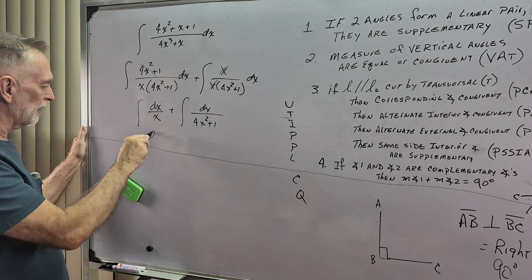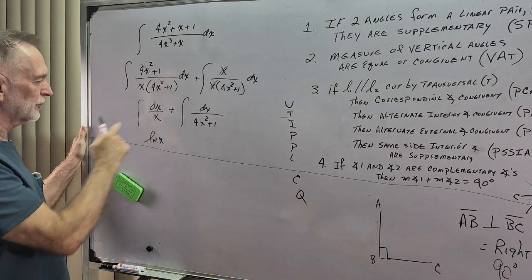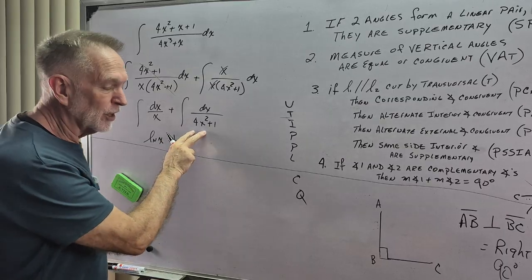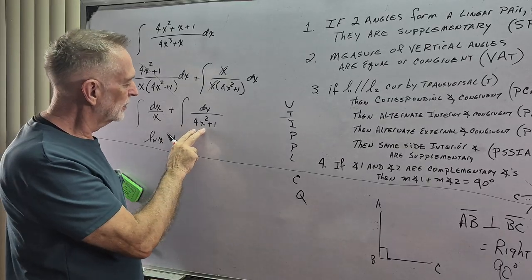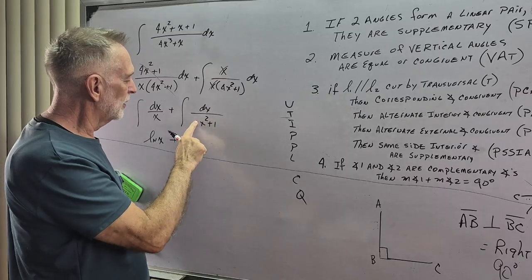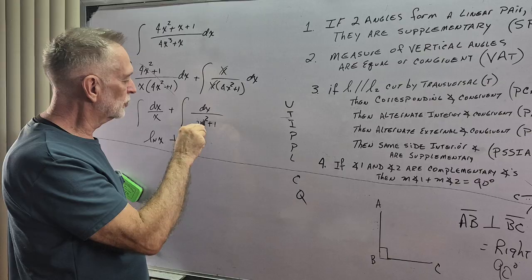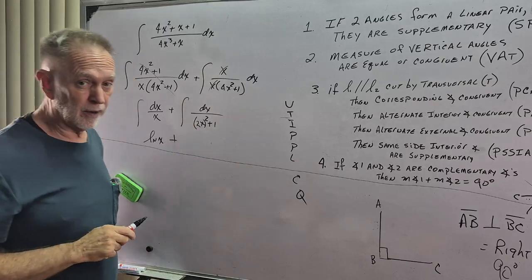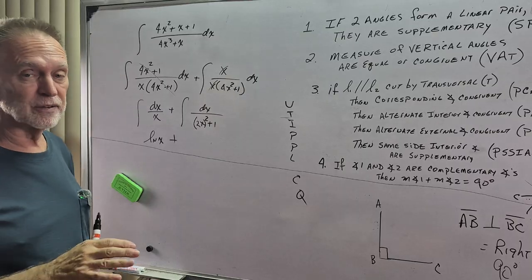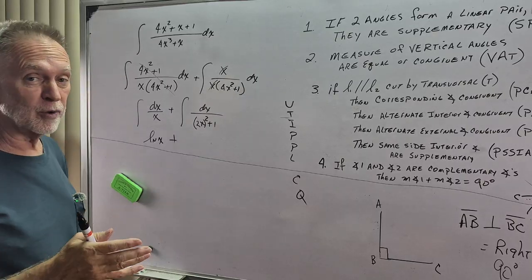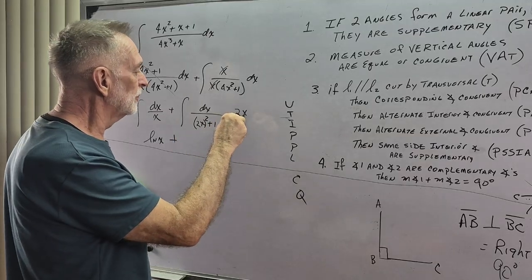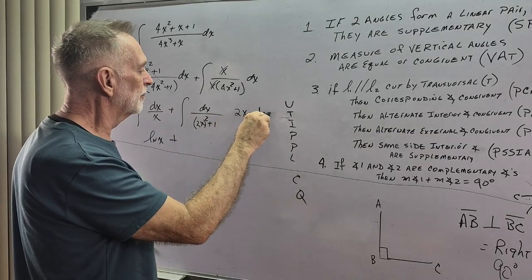Okay, so I've got a natural log of x here. That's this integral. Plus what? If I look at this 4x², I said, well, I'm going to let that be (2x) squared. And what does that look like? Looks like a tangent. Tangent squared plus 1 would be secant squared, right? So let 2x equal tangent theta.